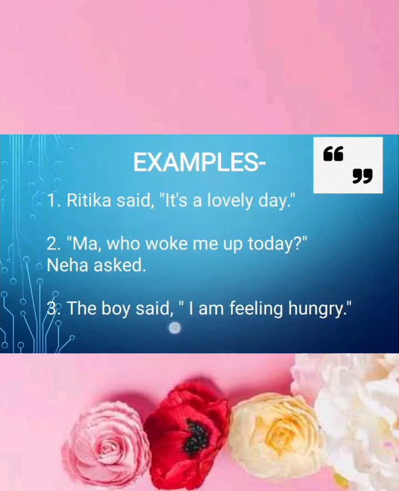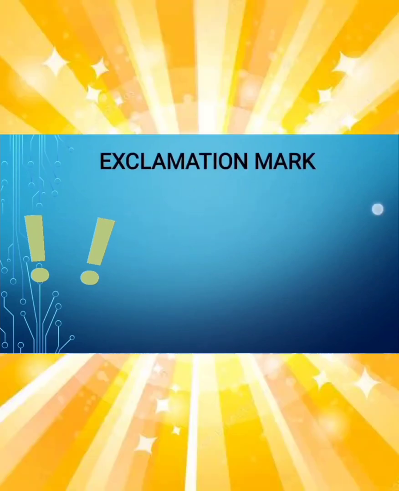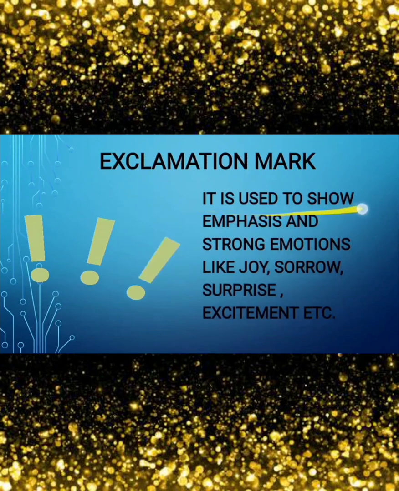Now my dear children, can you identify this symbol? Yes, this is the exclamation mark. And when is it used? It is used to show emphasis and strong emotions like joy, sorrow, surprise, excitement, etc. When you are very happy, sad, surprised or excited, all these strong emotions are shown by the exclamation mark. Let's see some examples.